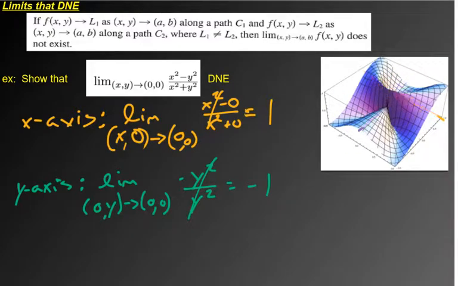Maybe I'll erase this stuff. So as you come in, this is the y-axis right here, and we'll do some colors here. This right here is the y-axis, and that's the negative 1 value in there. And this right here is the x-axis, and as you approach along that path, you're getting a value of 1. And since 1 and -1 are not the same, we can say that the limit doesn't exist.